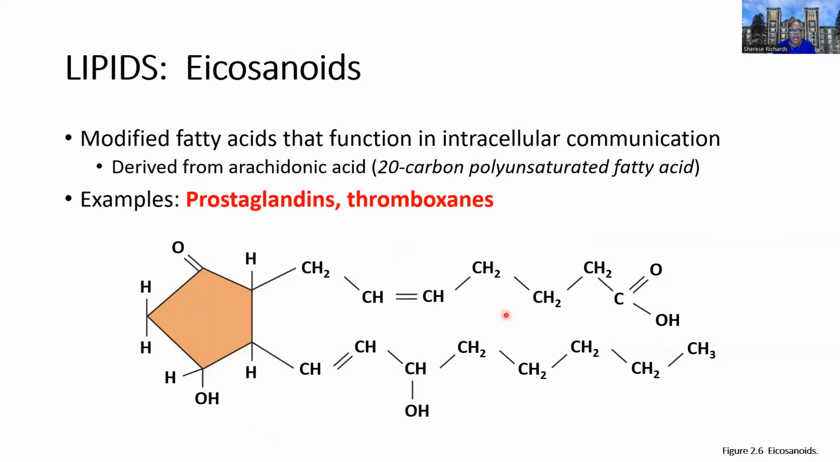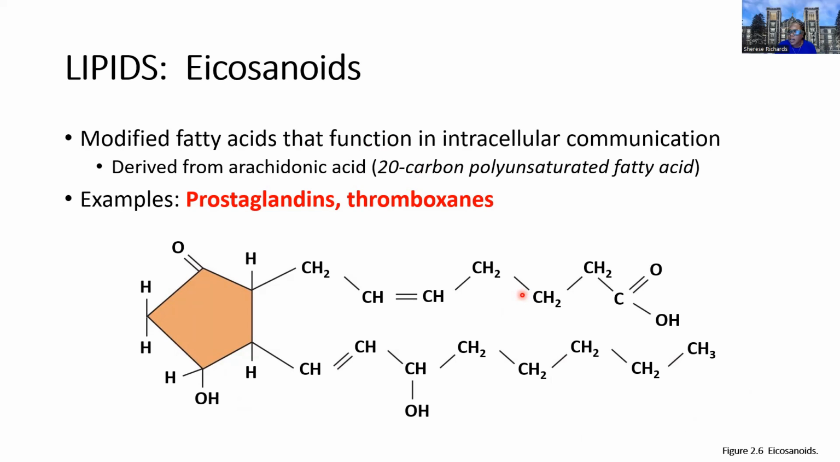And eicosanoids are modified fatty acids. Essentially, we take a fatty acid tail or fatty acid chain, and by interaction with different enzymes, that fatty acid can sort of start to fold upon itself to form this much more complex eicosanoid. So we typically derive it from arachidonic acid, which is that really long fatty acid chain, about 20 carbons or so in there, and then we fold it on itself to make a more complex molecule. Examples of this are prostaglandins and thromboxanes.